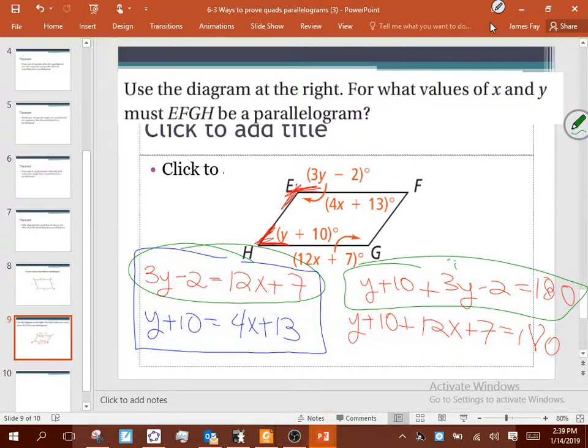Now, what will happen is you will get the right answer, but you've gotten to the right answer using wrong or incorrect logic. Does that make sense? Okay? Because we do not have a theorem that says one set of opposite angles congruent and one set of consecutive angles supplementary makes a parallelogram. Okay? It will work because it is indeed a parallelogram, but it's erroneous logic. Okay?